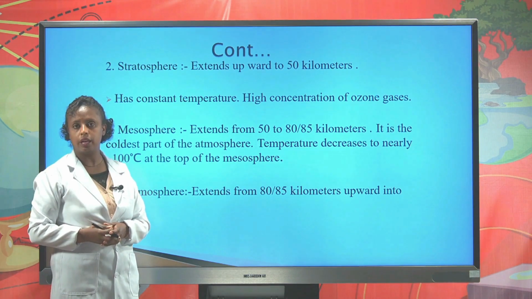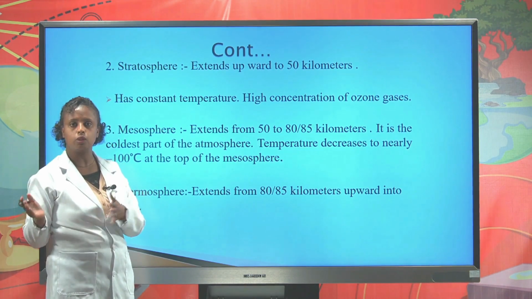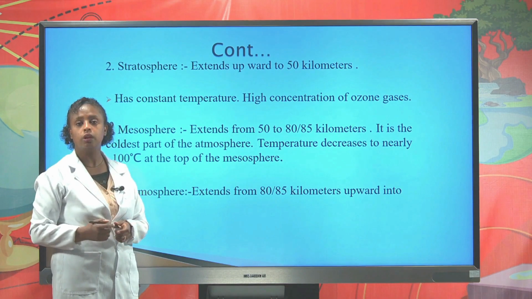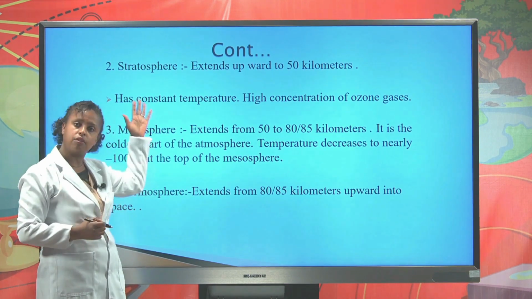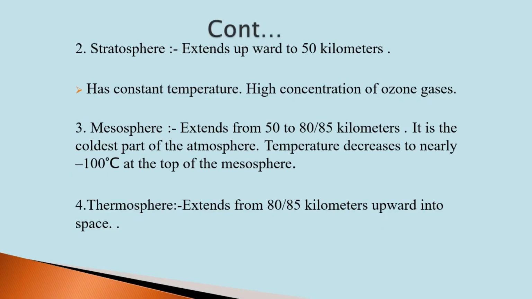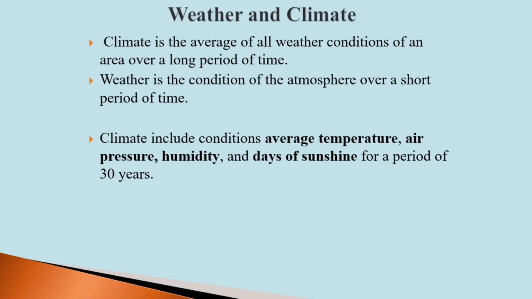The thermosphere is the fourth layer of the atmosphere. It extends from 80 to 85 kilometers up into space. These are the 4 layers of the atmosphere. Let us proceed to our lesson topic, that is weather and climate.